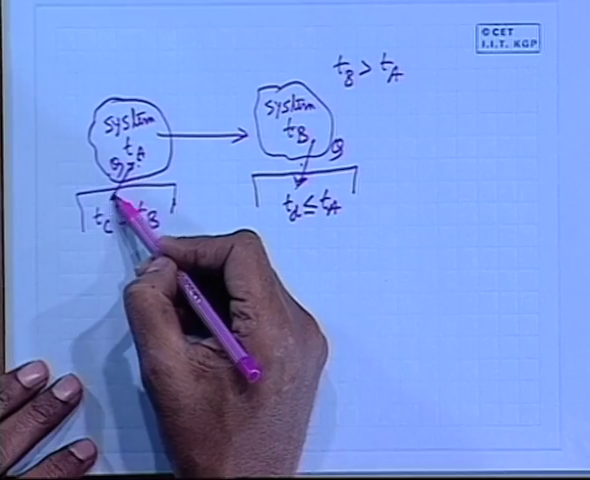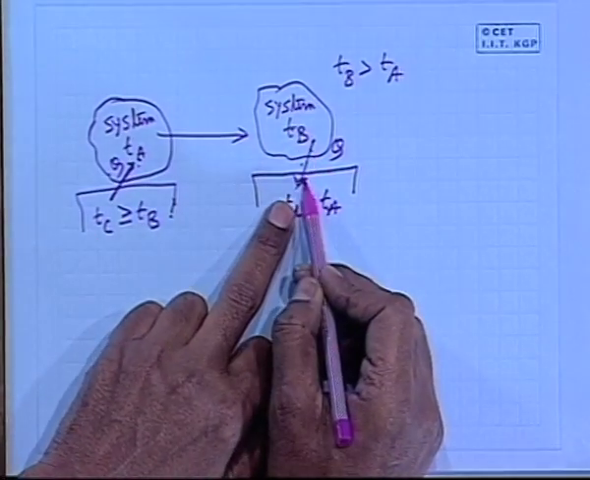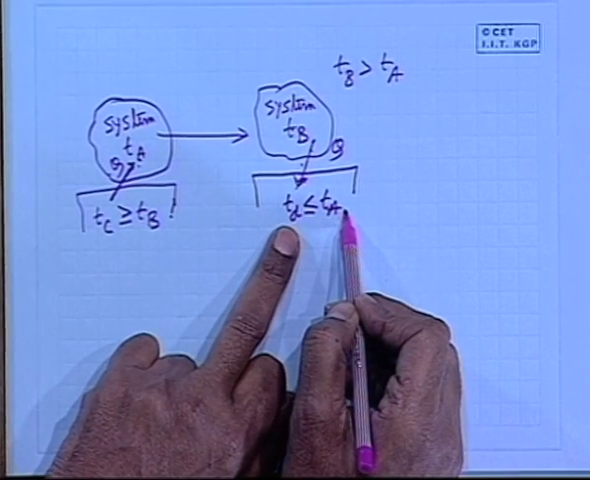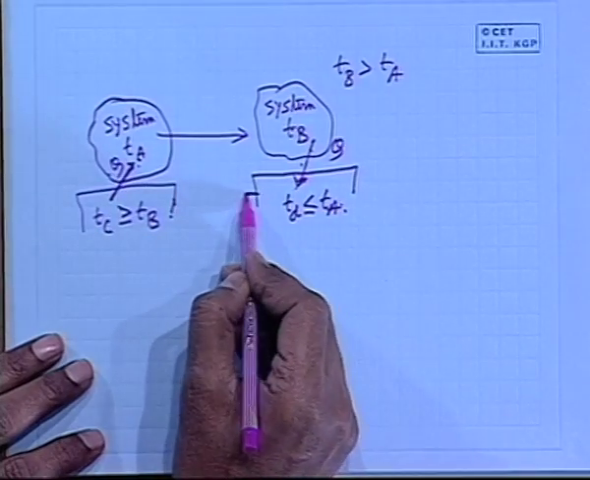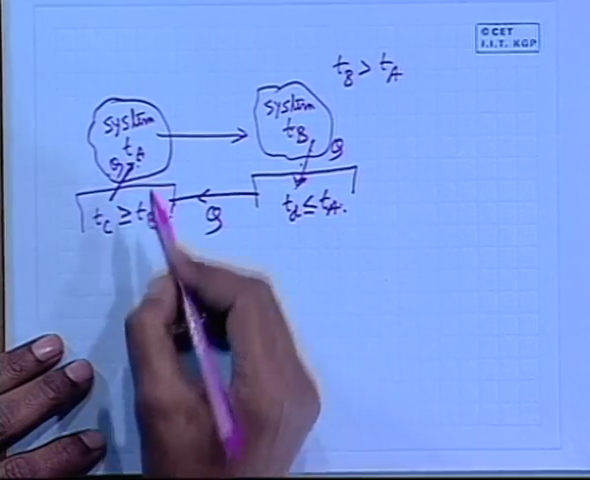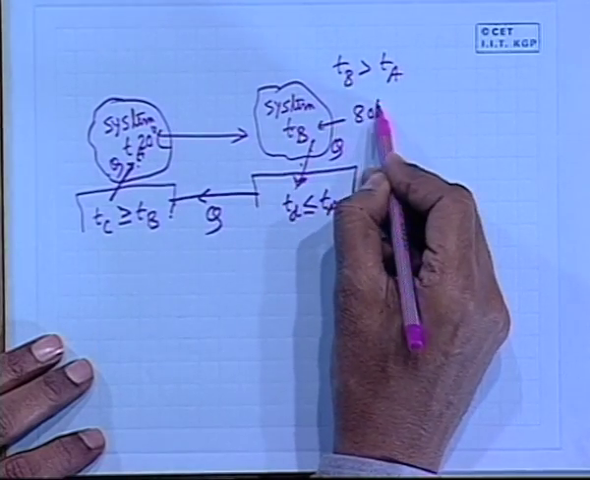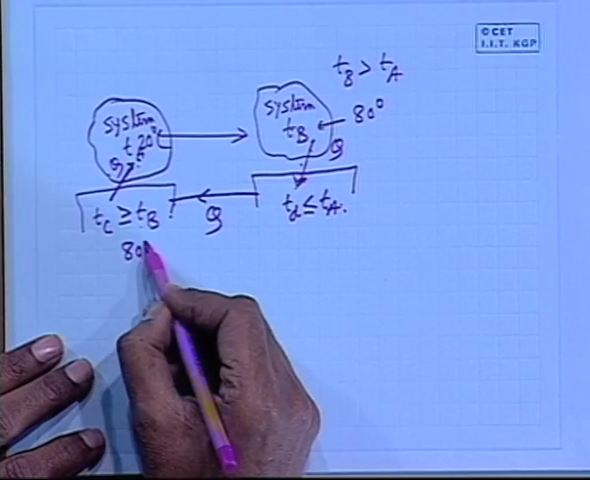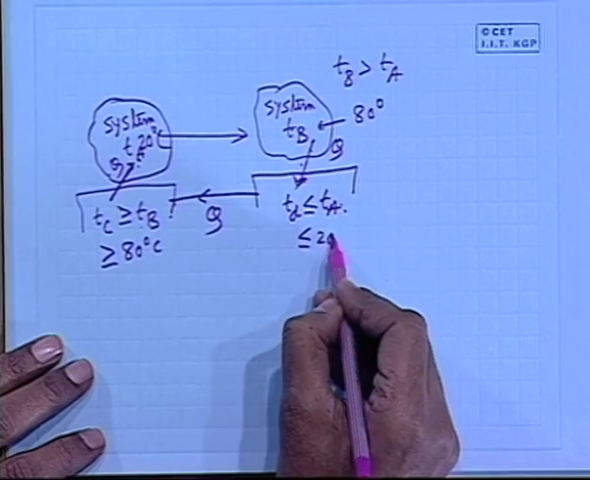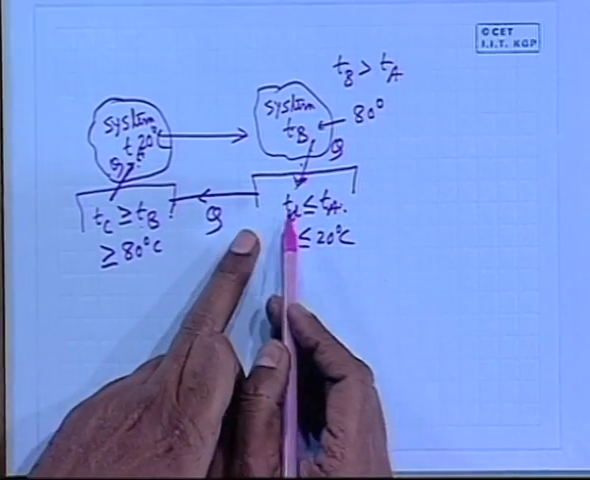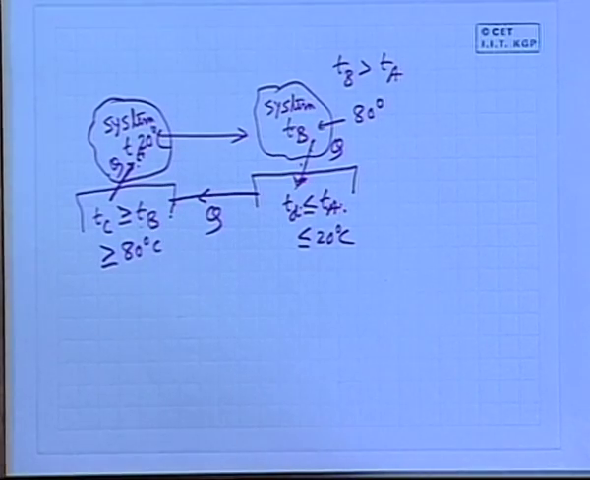Why? Because you have taken Q from a high temperature body of the surrounding and you have given back the same Q to a low temperature body of the surrounding. That means, if you want to make the surrounding come back to the initial state, you will have to return this to this. For example, let this be 20 degrees Celsius, just a number, and this 80 degrees Celsius. That means this temperature will be 80 degrees Celsius or more, and this temperature will be less than 20 degrees Celsius. So, we will have to give back the heat from 20 degrees Celsius to 80 degrees Celsius. It is not possible spontaneously.